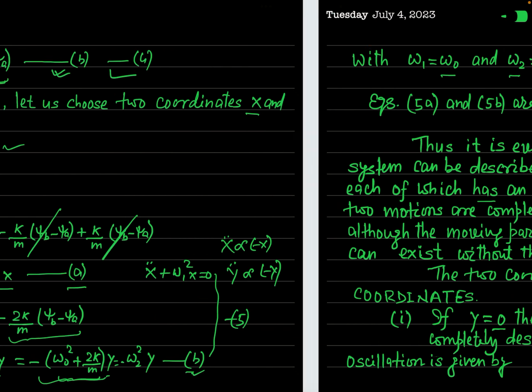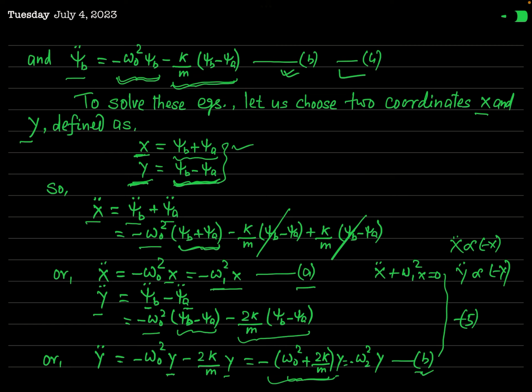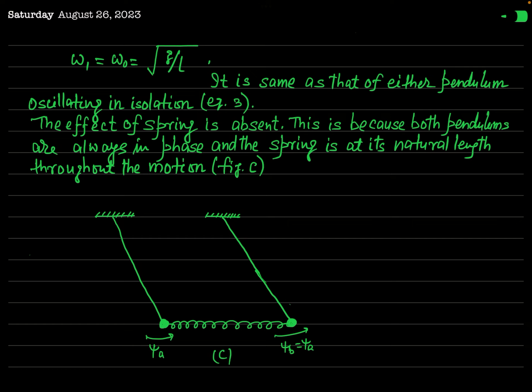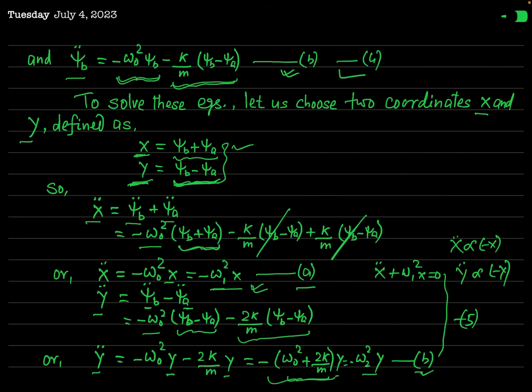then what will happen? You can see, then this y double dot will simply become 0, and there will be only one equation of motion, and that will be x double dot equal to minus omega 1 square times x. Okay, so in this condition, the equation of motion will be completely described by this equation 5a, and what will be the angular frequency?